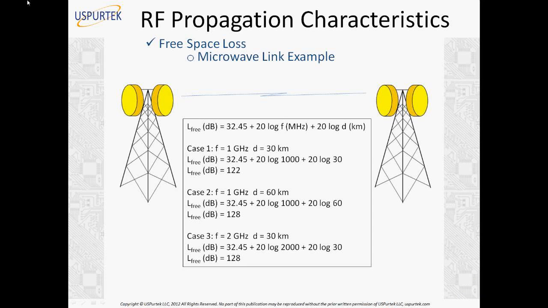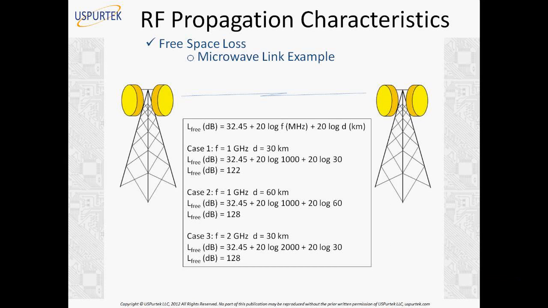In case 3, we double the frequency to 2 gigahertz, but keep the distance the same, 30 kilometers. Again, you have 6 dB more loss. From 122, just by doubling the frequency, you add another 6 dB of loss, to 128. I hope this explains the practical application of free space loss.